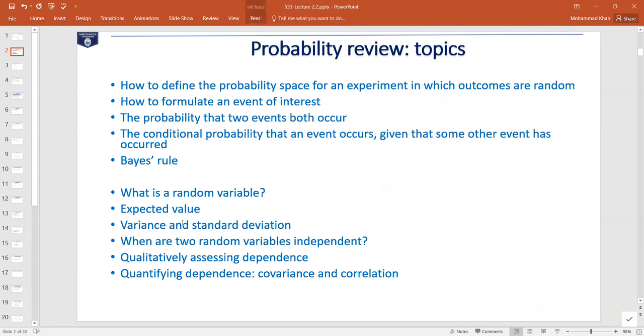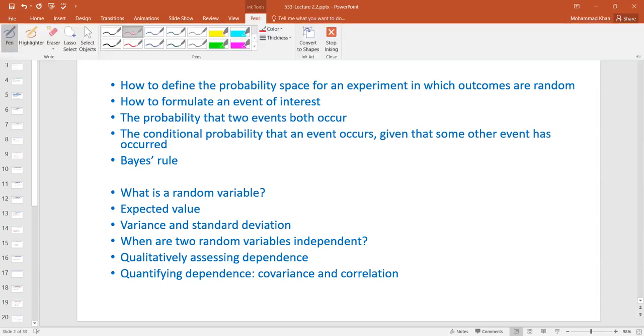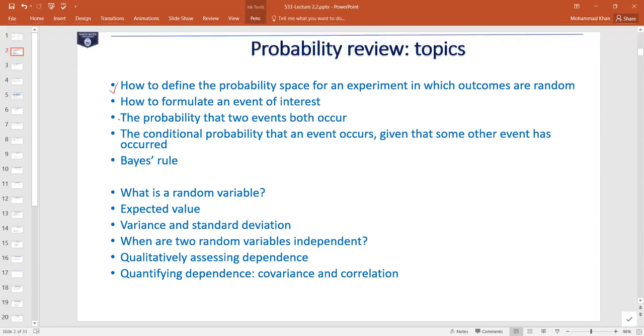Today, maybe we shall discuss until Bayes rule. What is a random variable? Expected value, variance, until this point, and in the next class we'll start from here. And in the next class we'll finish the probability review, and we'll also try to finish the basic concepts of linear algebra that we need for machine learning.